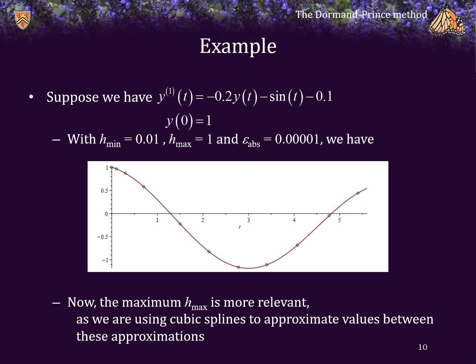Now here's an important problem. We're having a maximum step size of 1. However, this can be a problem because we're approximating intermediate values using cubic splines, as you may recall. And consequently, these may actually have larger error if we have a larger step size. So we may actually want to restrict the maximum step size if we want accurate approximations between these points if we are using cubic splines.